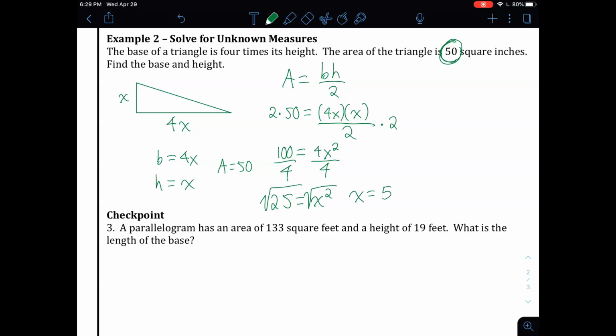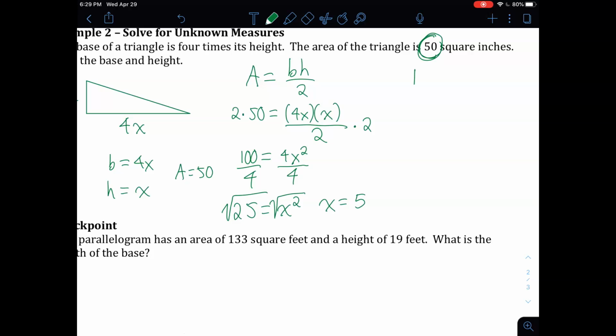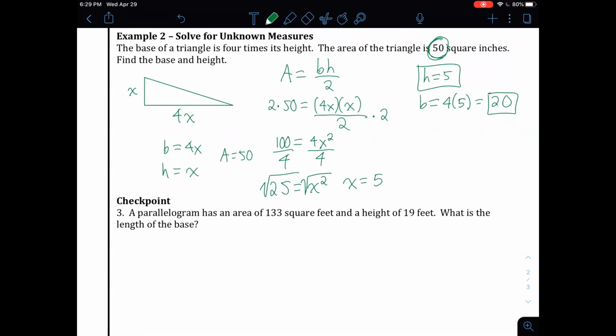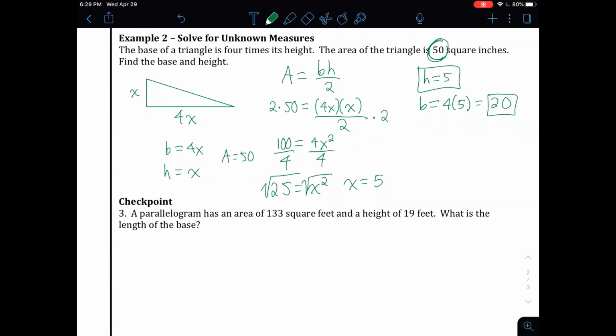It's actually going to be plus or minus 5, but we're not going to use a negative distance for this because it's a distance. And x was the base, or the height actually. The height equals 5. How do we find the base? Well, the base was 4 times the height, which is 5, which equals 20. So we get 20, and we get 5. Okay? If that one was kind of confusing, just don't panic. We're not going to throw you to the wolves here and make this really hard for you, okay? It's just good to know how to do these kind of problems. All right, moving on.